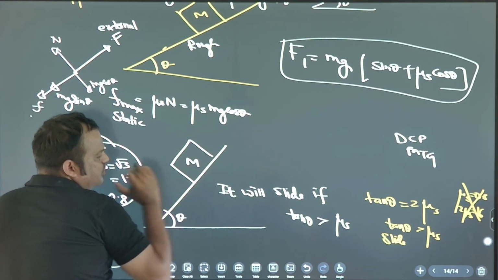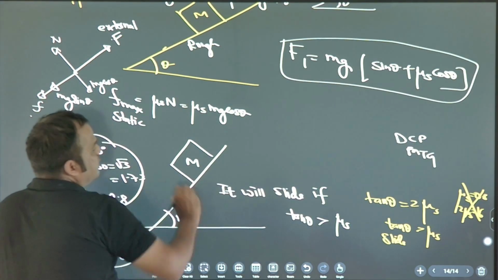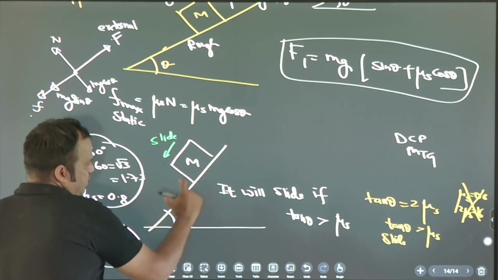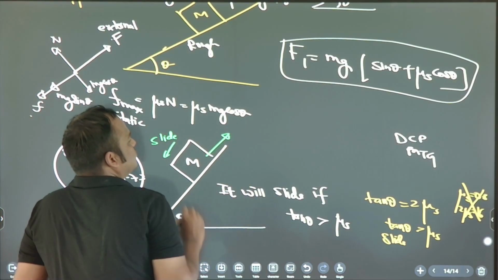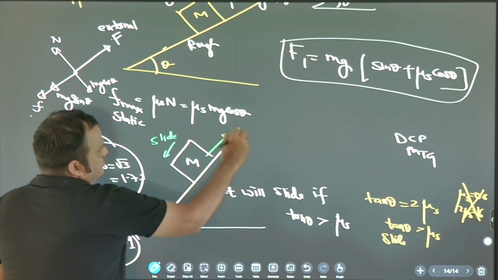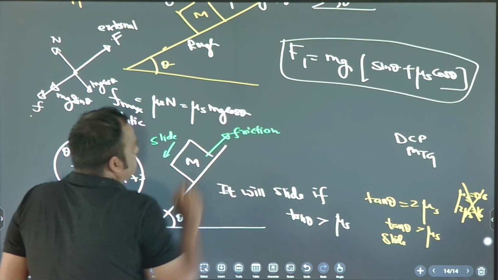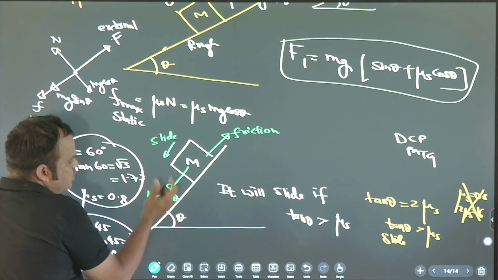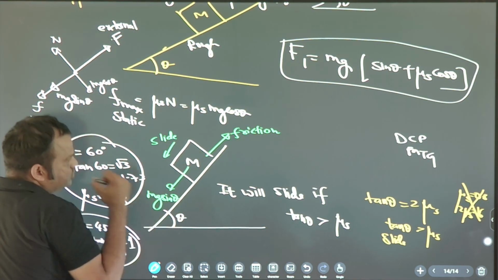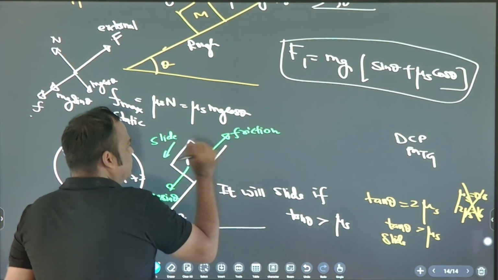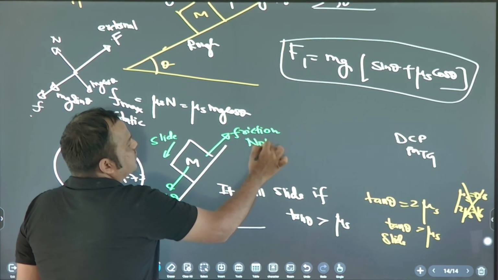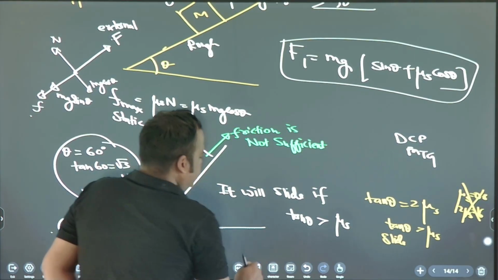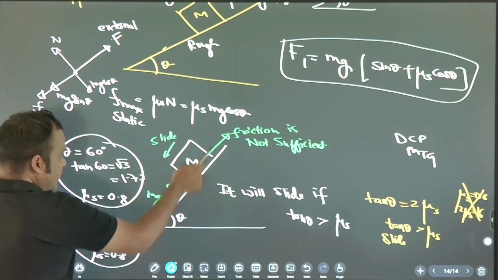So it is sliding like this. Friction is acting where? Upper, correct. Suppose it is sliding here, so friction is acting here. This is friction, and mg sin theta is acting this way. Because of mg sin theta, it is coming down. Friction is trying to stop it, but it is not sufficient. Okay, clear? That's why it is sliding.